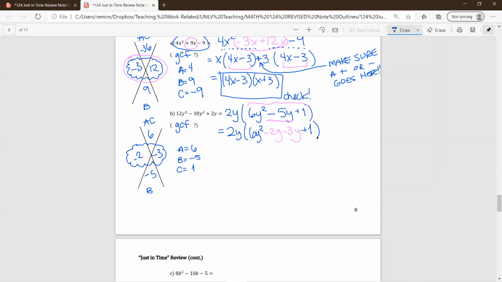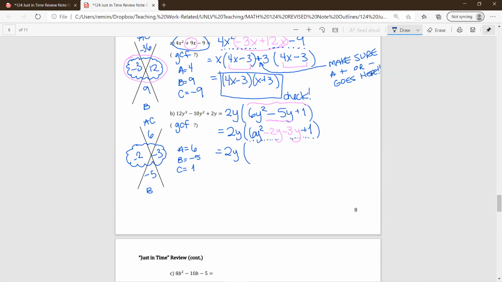Now we have 4 terms inside the parentheses. 2y hangs out in front. And so since we have 4 terms, we're going to factor by grouping. So imagine these two are going to be grouped together, and imagine these two grouped together.